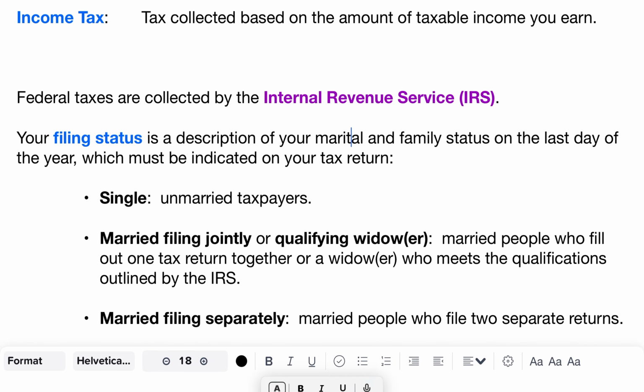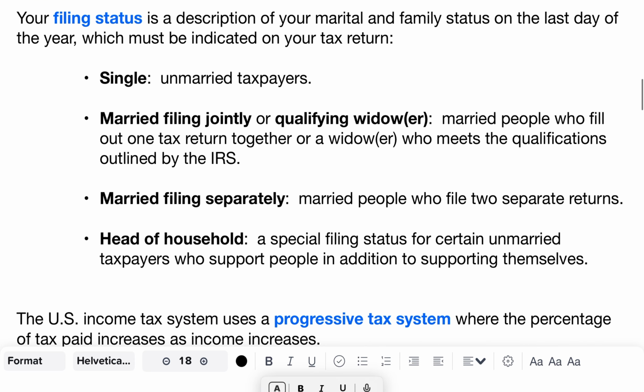This has to be indicated on your tax return. Okay, so here are the four main filing statuses. The first one is single, obviously an unmarried taxpayer. The other status is married filing jointly, or a qualifying widow or widower. These are married people who fill out one tax return together, or if you're a widow or widower, you can file in this status if you meet certain qualifications outlined by the IRS.